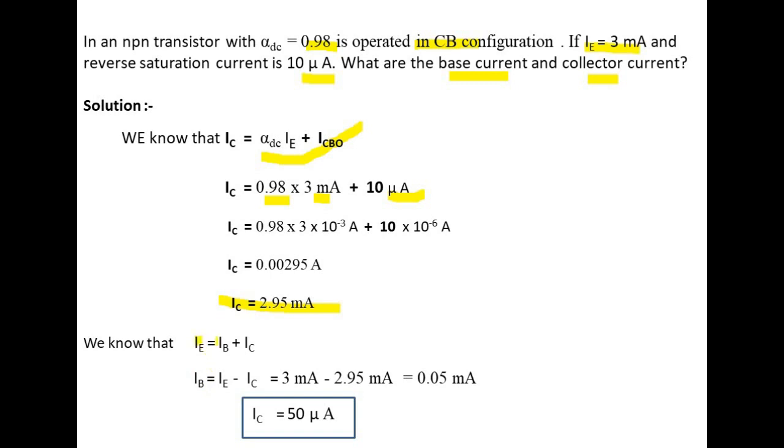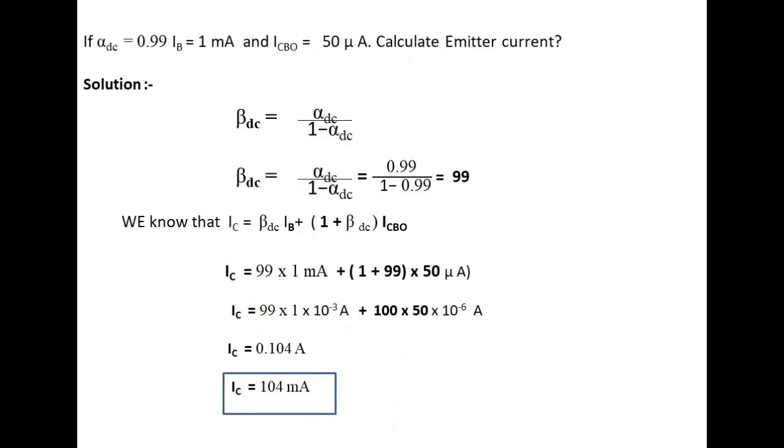Using this relationship IE equal to IB plus IC, we can find IB, because now we have found these two currents. So IB will be equal to IE minus IC, that is 3 milliampere minus 2.95 milliampere, which is equal to 0.05 milliampere, that is 50 microampere. So we have got IB equal to 50 microampere.